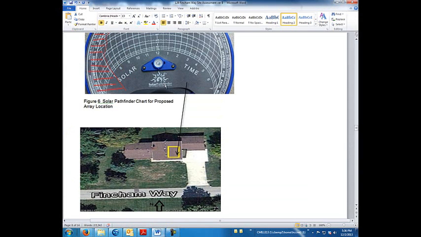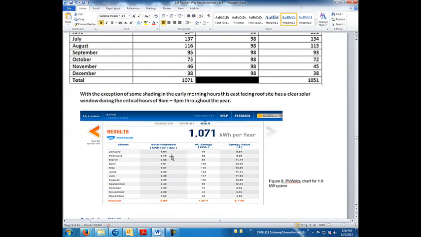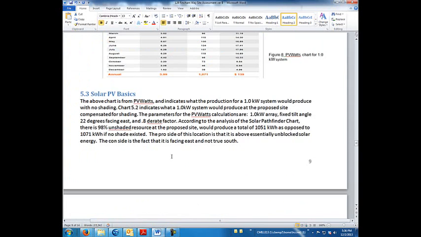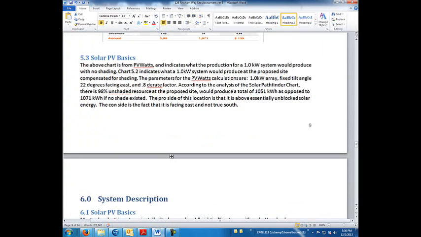But using the solar pathfinder, I did a quick cursory walk around and realized that this tree is going to shade the south-facing roof line pretty much all year round. The second problem is that this location here is still shaded by that tree, more so than I wanted, but it was a little bit better, and I was happy with it. So that's what we're expecting from section 5.0 through 5.3, and that gets us into the solar system description next.